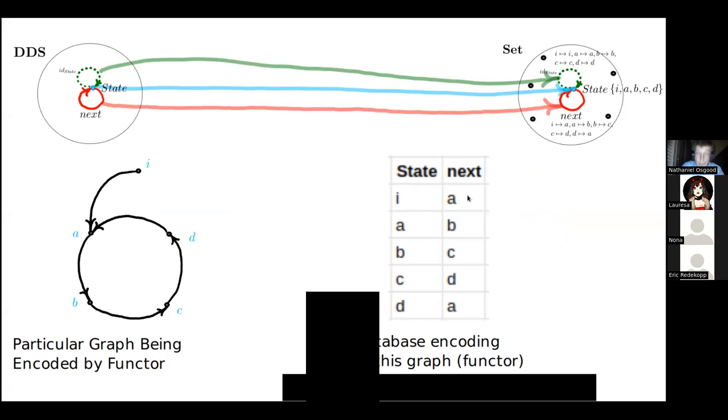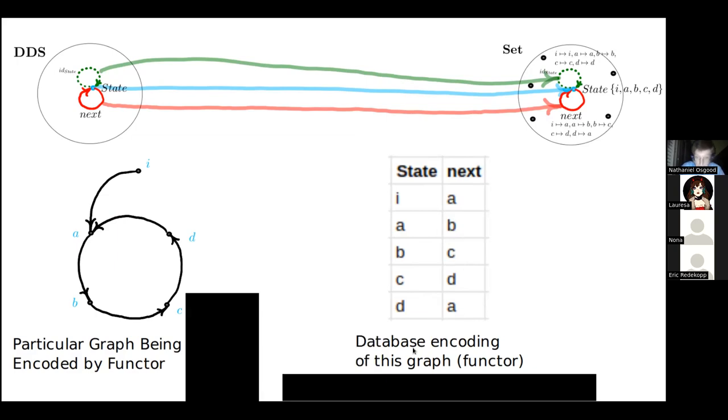And we can encode this as a database in this way. There's only one table because there's only one object. That table has as primary keys the values of that set, I, A, B, C, D, and as foreign keys, it has the value of next. So I maps to A maps to B maps to C maps to D maps to A. Do you see how this encodes this functor? Do you see that?